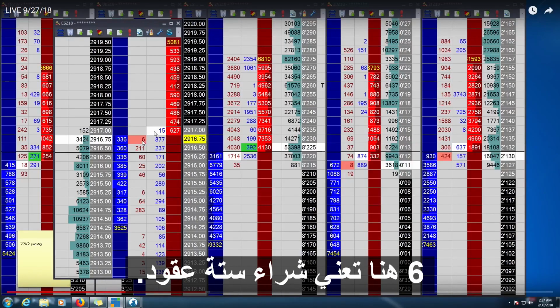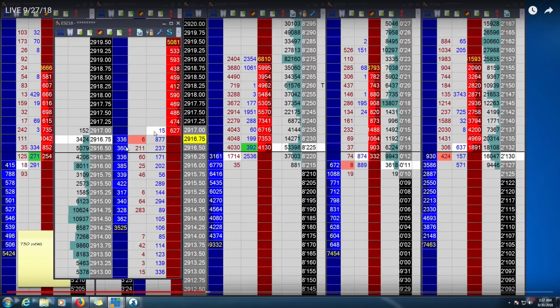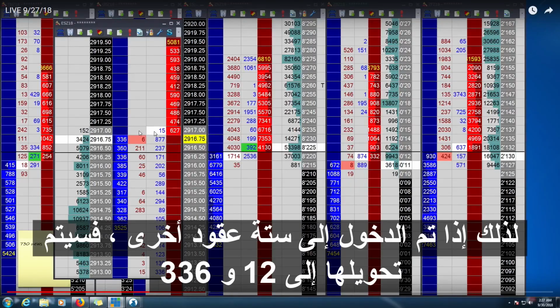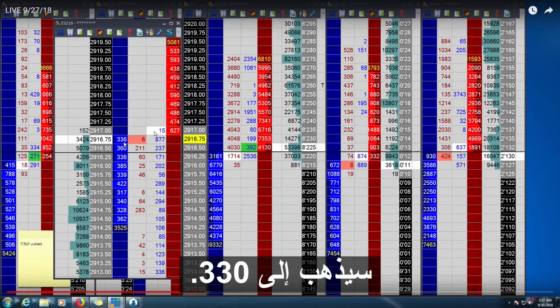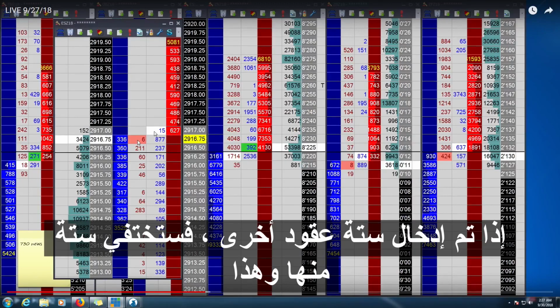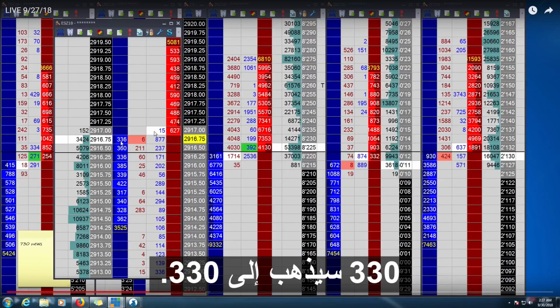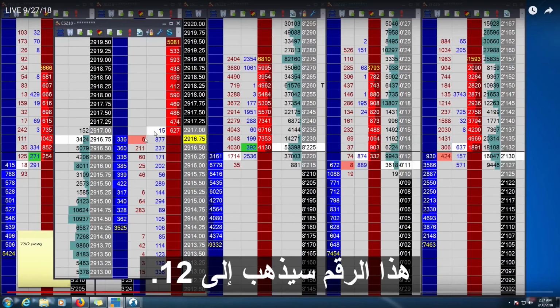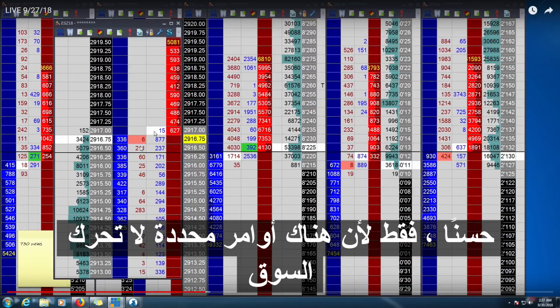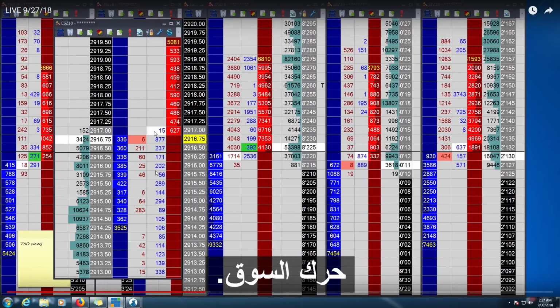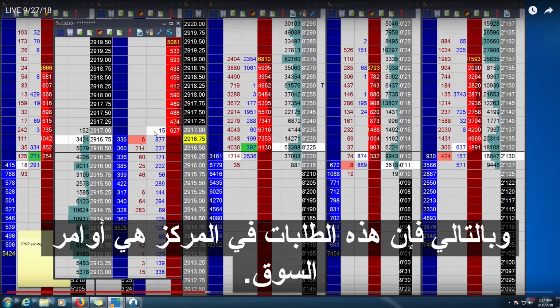So this 6 right here means 6 contracts have bought at this price. So if another 6 contracts come in, this would go to 12, and this 336 would go to 330. Again, if another 6 contracts come in, this number will go to 18. Just because there's limit orders doesn't move the market. Market orders move the market. So these orders in the center are market orders.